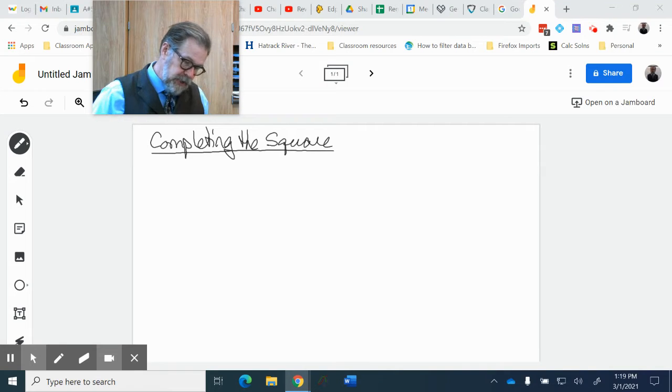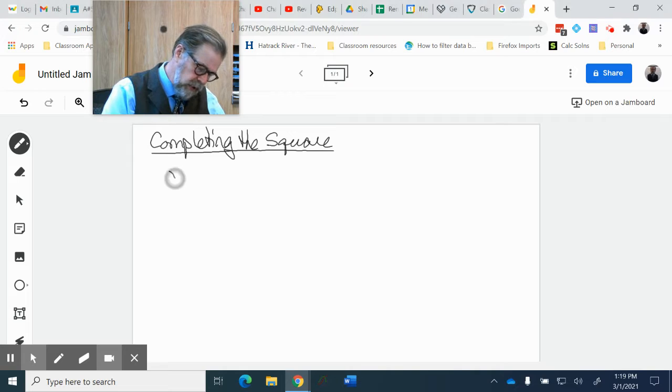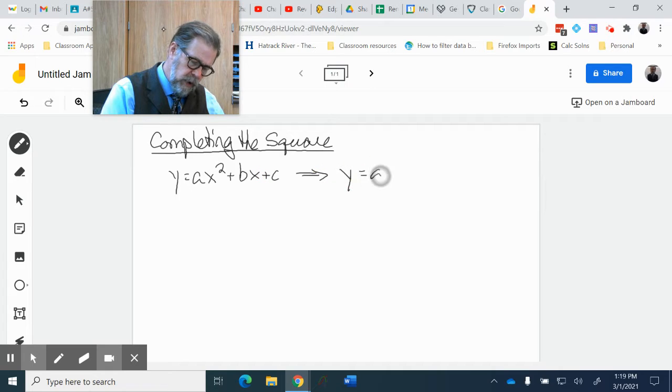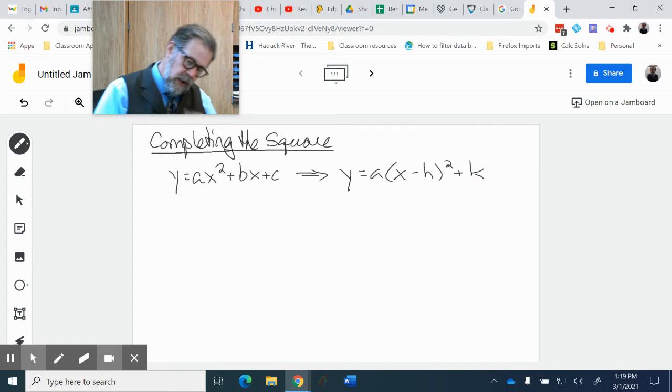All right, so one of the things we've done in Algebra 2 is completing the square, the goal of which was to take a quadratic in standard form and rewrite it as a quadratic in vertex form. Oops, sorry, that's y equals a times (x minus h) squared plus k. And one of the common mistakes is to take a, b, and c and just translate them straight into a, h, and k, but that's not really what happens.